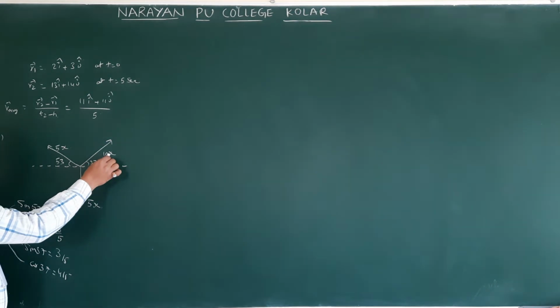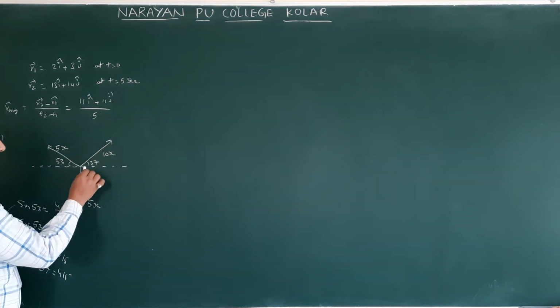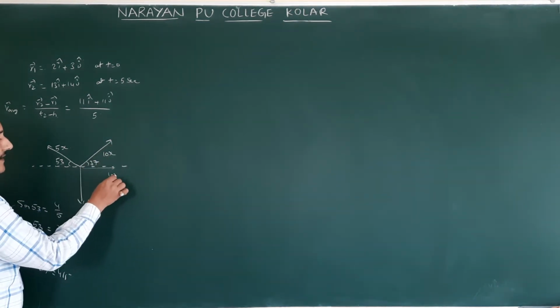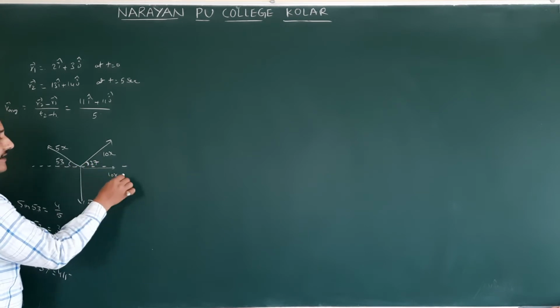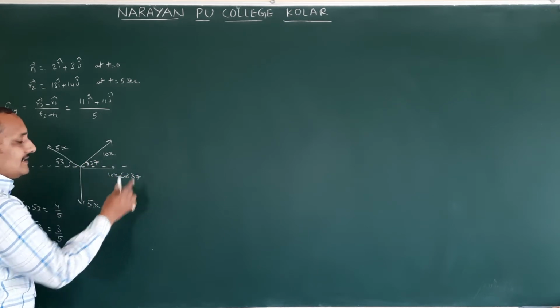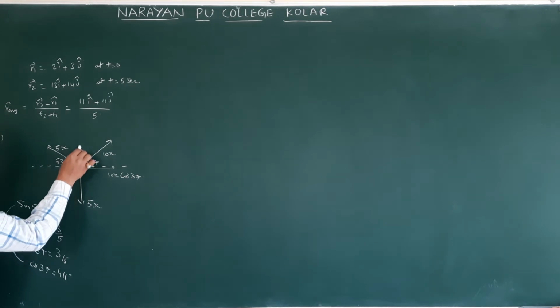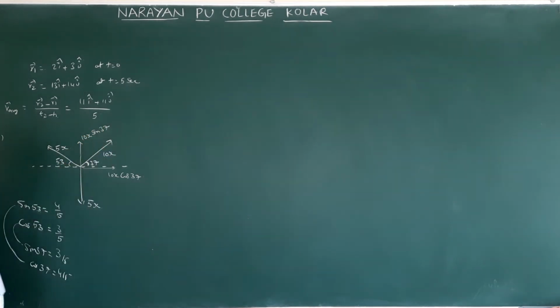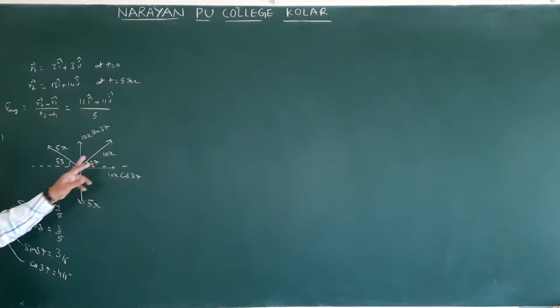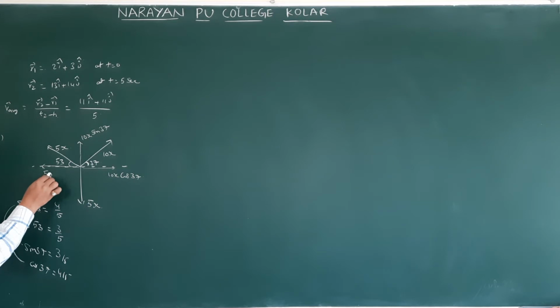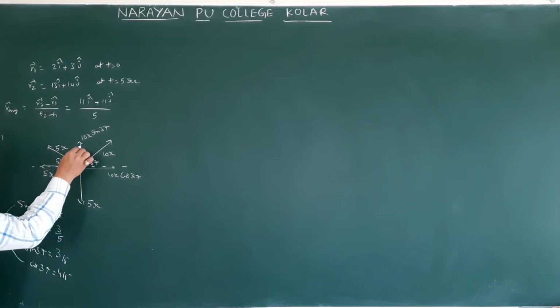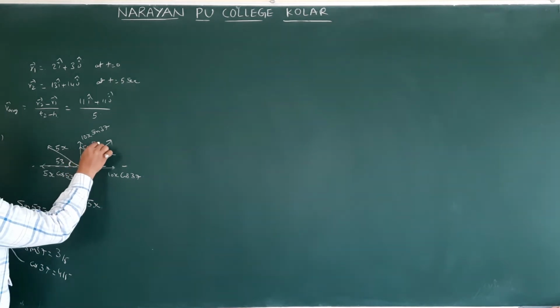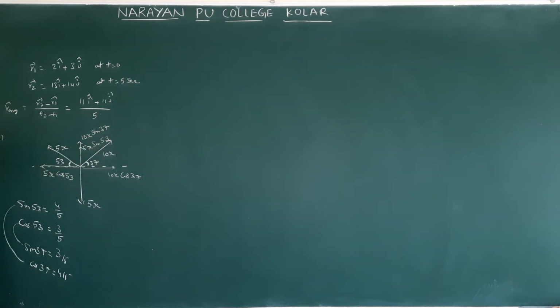If 10x is going to be resolved into two components, this one is going to become 10x cos 37, and this is going to be 10x sin 37. 10x we resolve. Next 5x we resolve. This is 5x cos 53, and this is 5x sin 53.